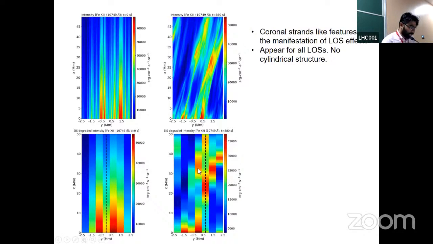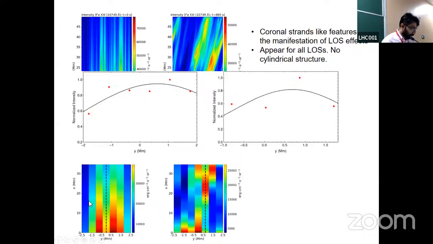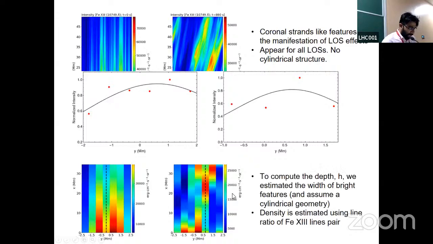They would have computed the depth of these structures as the width of these structures. That's what we did. For example, we plotted the cross-sectional intensity and calculated the FWHM in both cases. This was taken as H, which is the depth. And the density is estimated using the line ratio, simple.